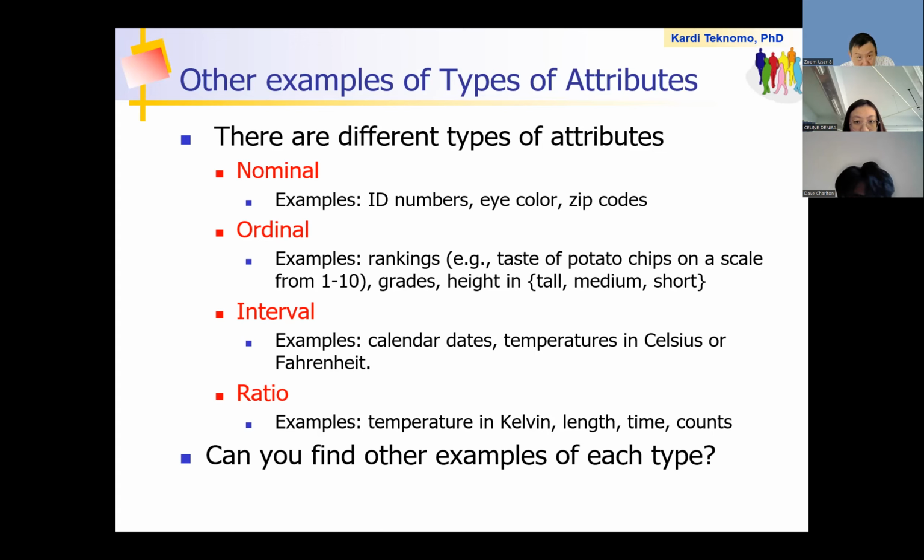The grades of students. I already put grades here. Oh, put something else.